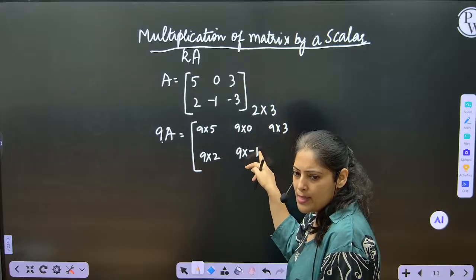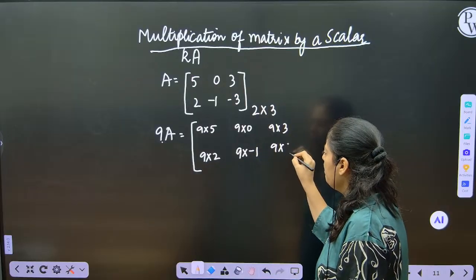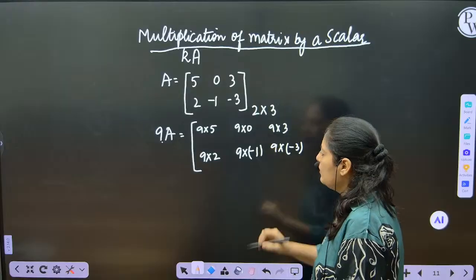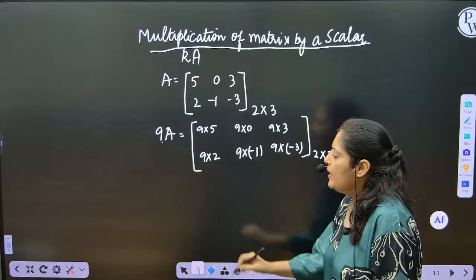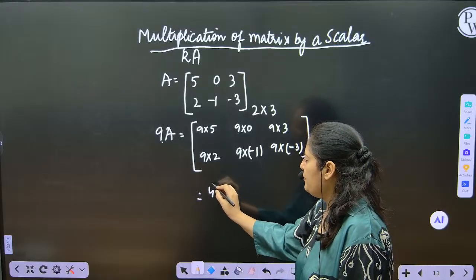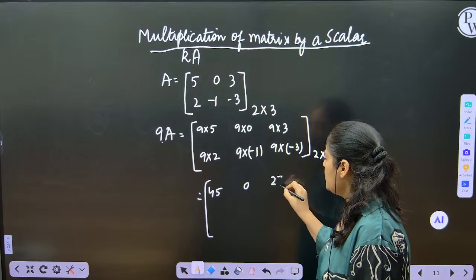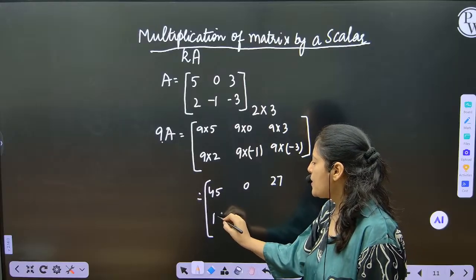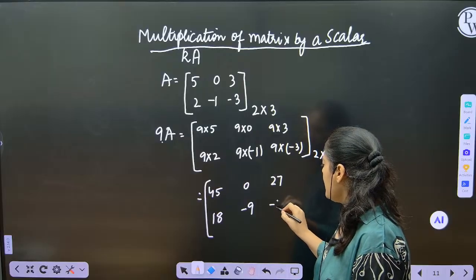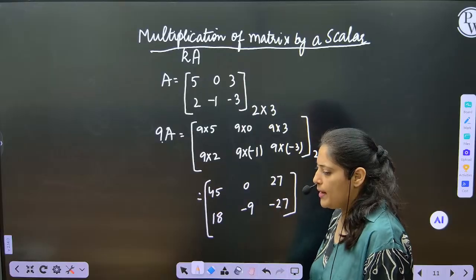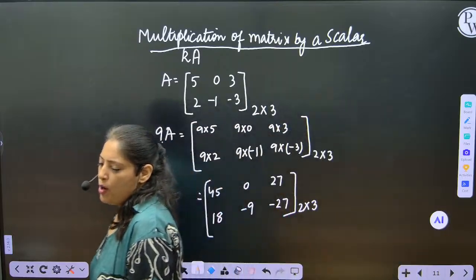These are all the elements, and I am multiplying with a particular number, that is 9. 9 into minus 3. Order will remain, of course, same. 9 fives are 45. 9 zeros 0. 9 threes are 27. 9 twos are 18. 9 minus 1s are minus 9. 9 minus 3s are minus 27. Of course, the minus sign will come. Okay, so order will remain same.